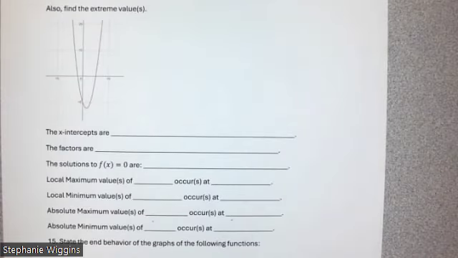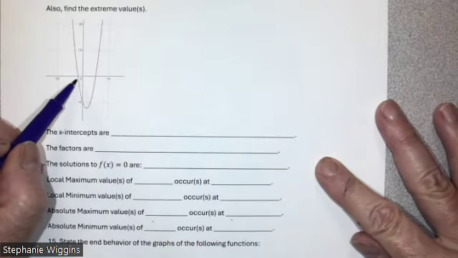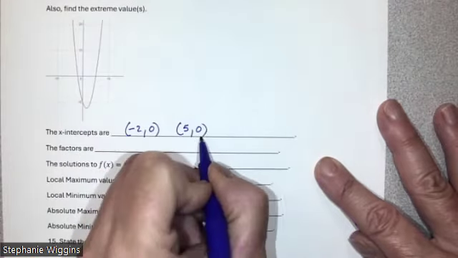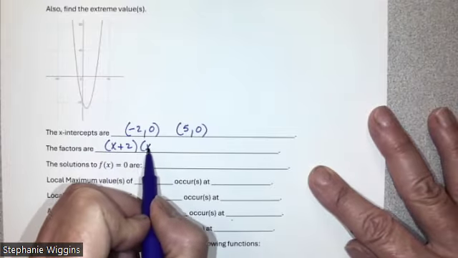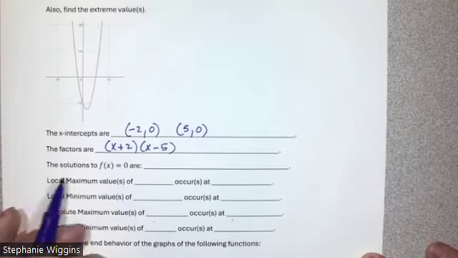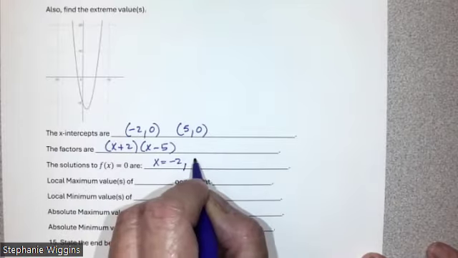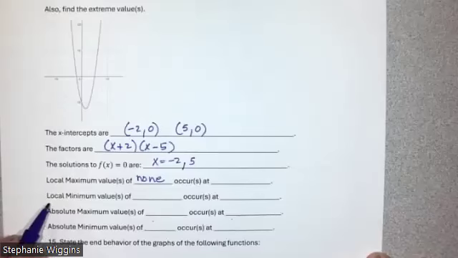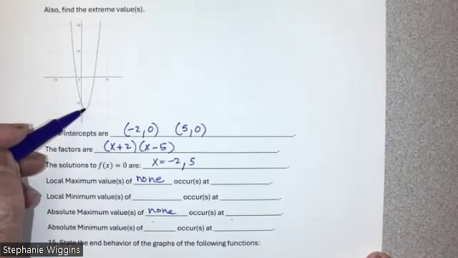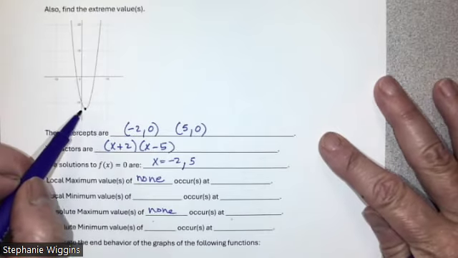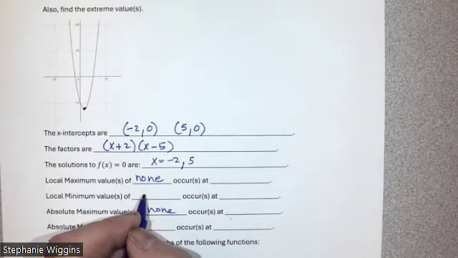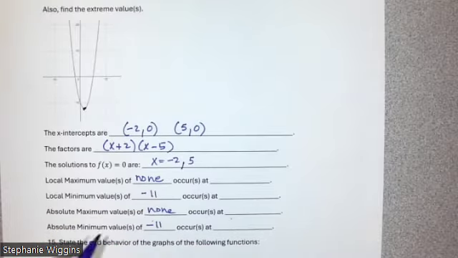And then here we have, again, another quadratic. And the x-intercepts are -2 and 5. So -2, 0, and 5, 0. That means the factors are x plus 2 and x minus 5. And the solutions to the equation f of x equals 0 are x equals -2 and 5. The local maximum, there is none because the function goes up forever. The local minimum and the absolute minimum would be at the vertex. And that is at 1, looks like 1, -11. So we have a local and an absolute minimum of -11 occurring at 1.